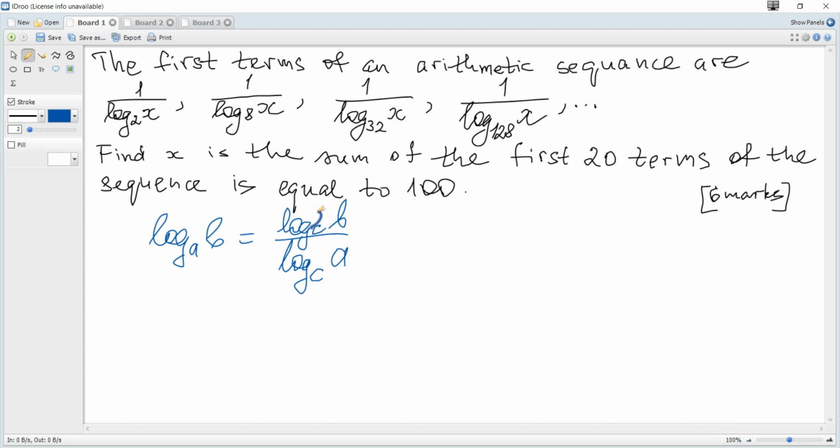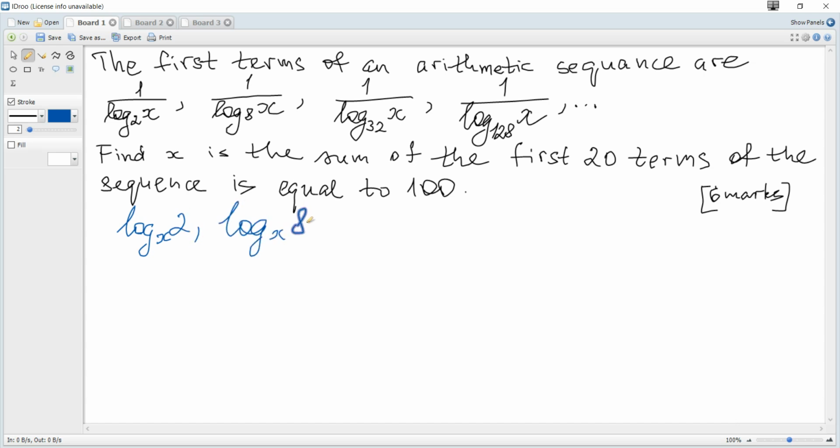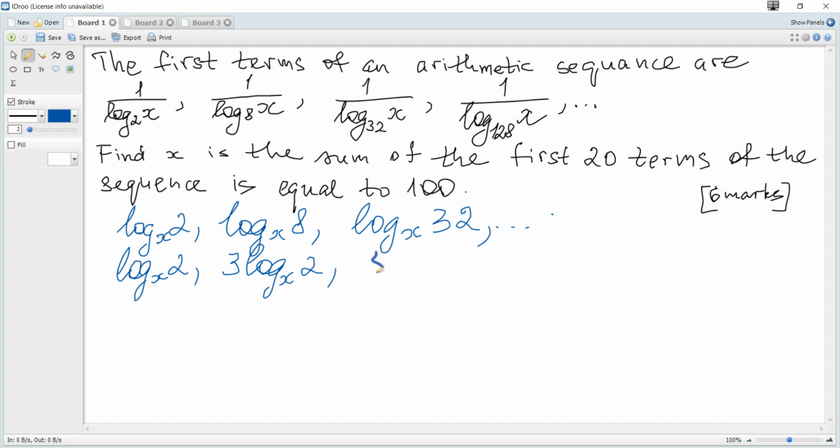So if you consider c to be equal to b, you get that log_a b is equal to 1 over log_b a. So our sequence becomes log_x 2, log_x 8, log_x 32, and so on. But 8 is 2 cubed, 32 is 2 to the power of 5, and using another property, we can rewrite it: log_x 2, 3 log_x 2, 5 log_x 2, and so on.